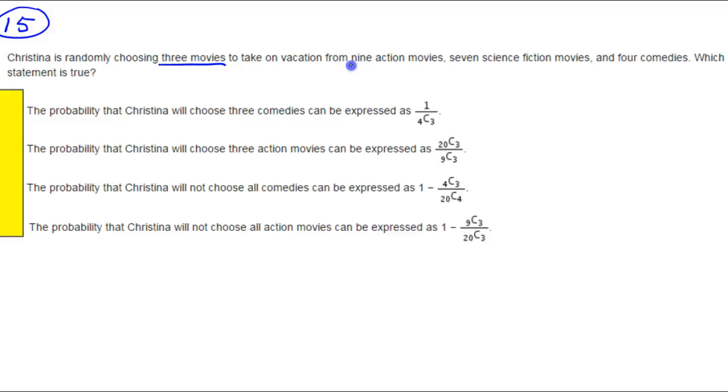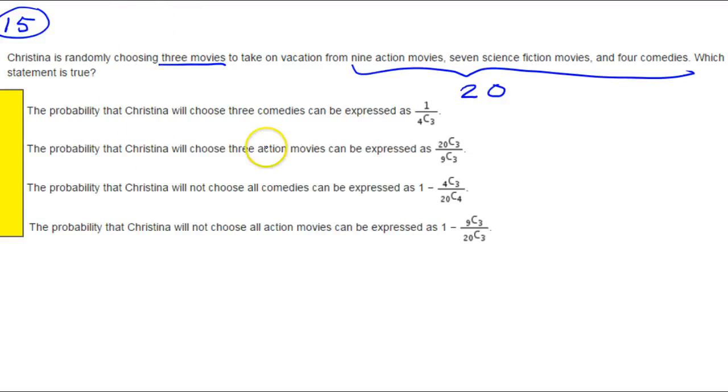Okay, let's talk about the total. Alright, 9 plus 7, that's 16 so far. And then 4 more, so that's 20. So we're talking about 20 total.